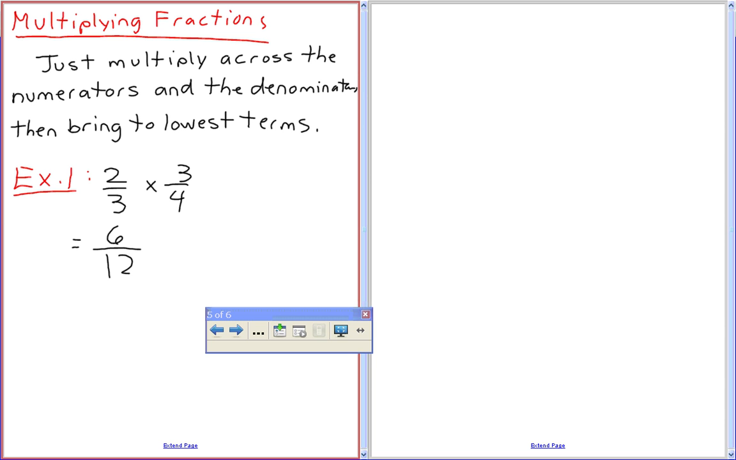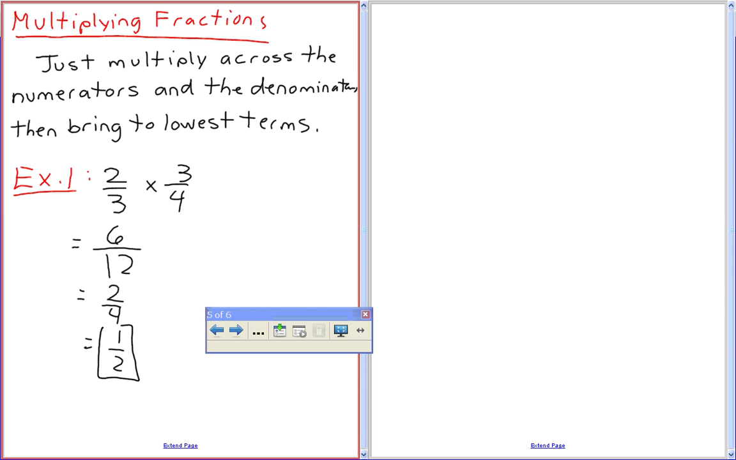What's 6/12 in lowest terms? Right? Yeah, divide by 3, good. So that turns to 2/4. And then we can still divide by 2, so that's 1/2. Oops, sorry, 1/2.